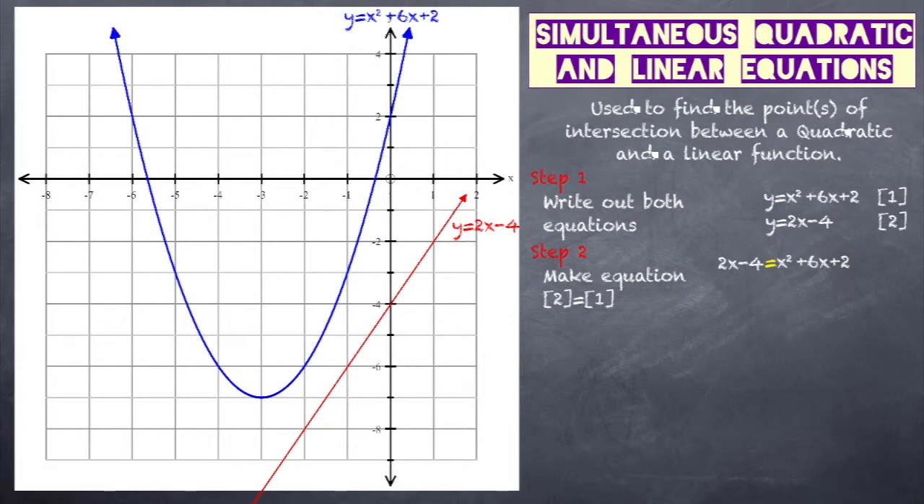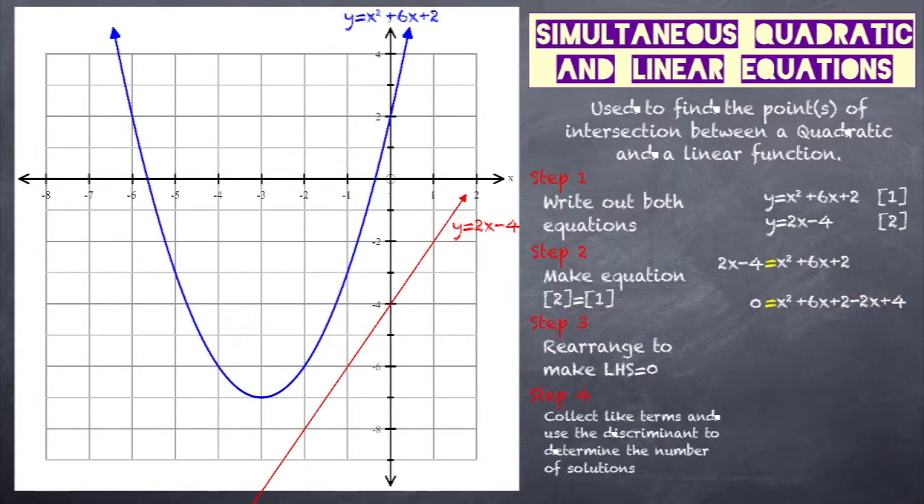So as you can see, we end up getting 2x minus 4 is equal to x squared plus 6x plus 2. Now step 3 says to rearrange and make the left hand side equal to 0. So as you can see, I'm moving the 2x minus 4 over to the other side, and as soon as I move it past the equal sign, it becomes negative 2x plus 4 because the signs swap over. And of course, step 4 says collect like terms and use the discriminant to determine the number of solutions.